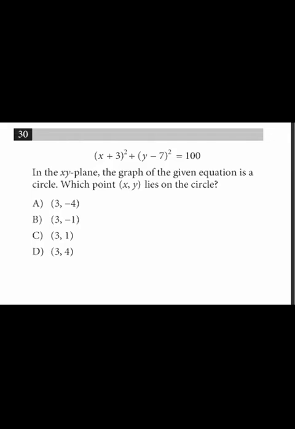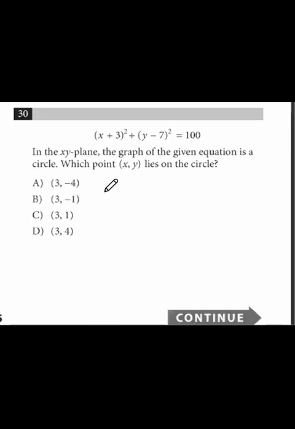Okay, so for question 30, we have a graph of a circle, essentially. So this is the X, and this is the Y, and we have a circle. The center is at -3 for x, and y is at +7, so -3, 7 is the center, and it should be sort of like a circle like this.